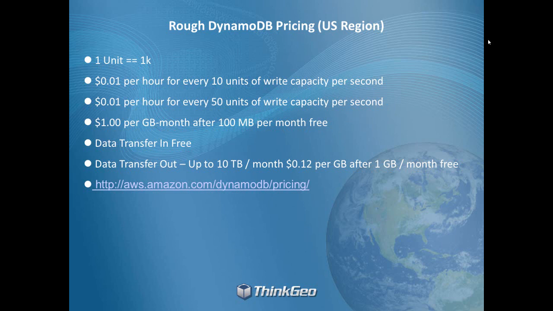The data transfer is free. Transferring data in and transferring data out is really cheap. Up to 10 terabytes is 12 cents a gig after 1 gig free. You can also find their pricing online. Of course, it's beta software, so it's hard to say what the pricing is going to do. But with Amazon, it all tends to get cheaper over time.